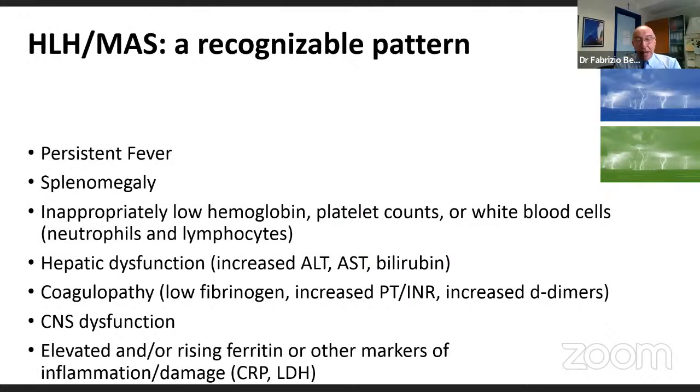So there is a recognizable pattern, which we have already partly seen. And I'd like to point out the do here. So the pattern comprises fever, splenomegaly, inappropriately low hemoglobin, platelet counts or white blood cells, and this may include neutrophils and/or lymphocytes. There is organ dysfunction, typically liver, but there is an increase in LDH as well. There is coagulopathy. Increased D-dimers precede low fibrinogens, very often central nervous system dysfunction, and other inflammatory markers, including ferritin.